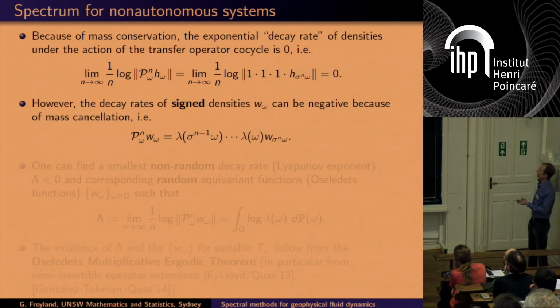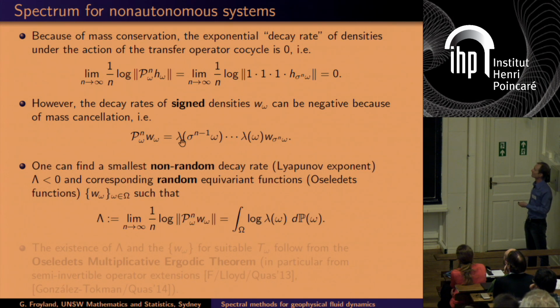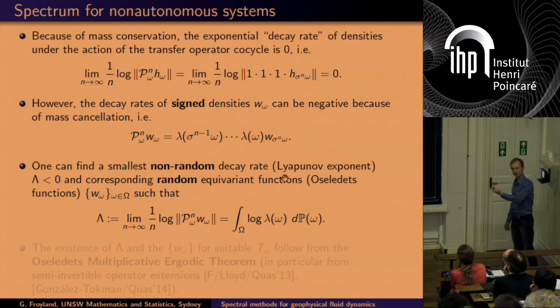Okay? On the other hand, if I take a sign density, let me call that W, then this can have negative decay rate. So if you push this forward, you can get random multipliers that can be less than 1. And you can find, in fact, a smallest non-random decay rate, which is a Lyapunov exponent. Let me call that lambda. This is negative, and a corresponding set of random equivariant functions. So they're equivariant in the sense that you take the omega-th one, you push it forward, you get the next one.